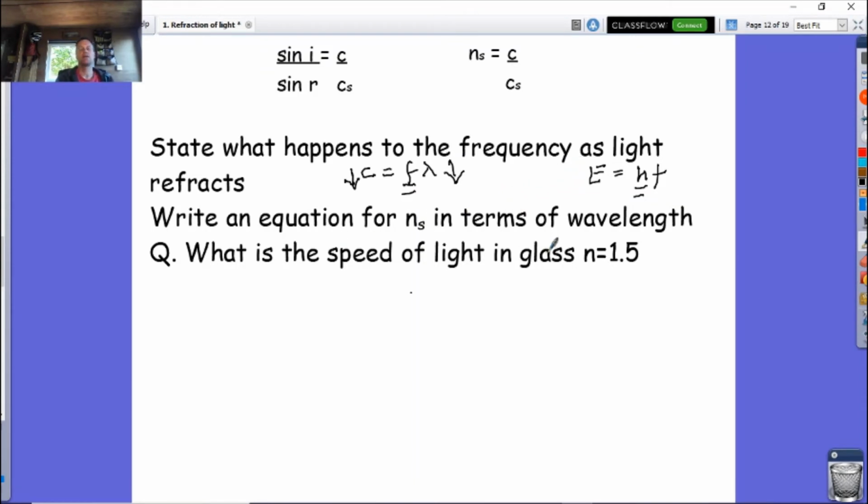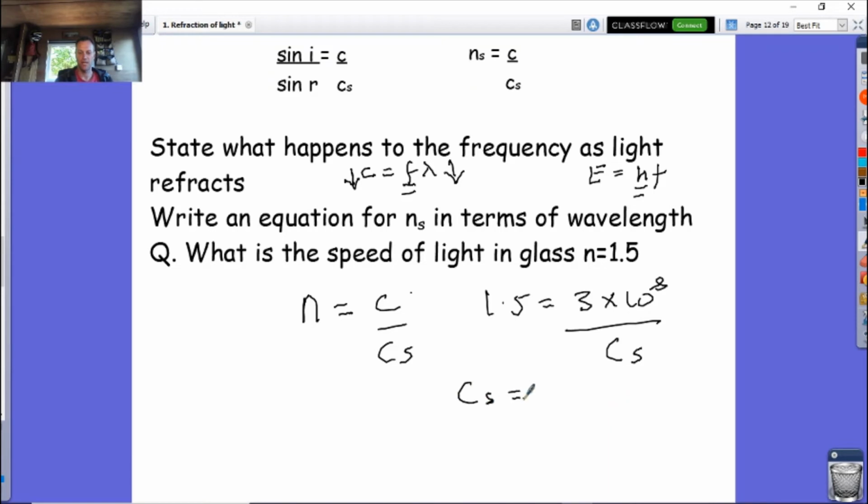And what they start then is actually ask you to work out the speed of light in different substances. Well, it's dead easy. All you use is your N equals C over CS. So in this case, when you've got glass, I know N equals 1.5. And we all know the speed of light in a vacuum or in air is 3 times 10 to the power 8. And there's going to be the speed of light in that substance. CS equals 3 times 10 to the power 8 divided by 1.5, which then equals 2 times 10 to the power 8, not forgetting our units, meters per second.